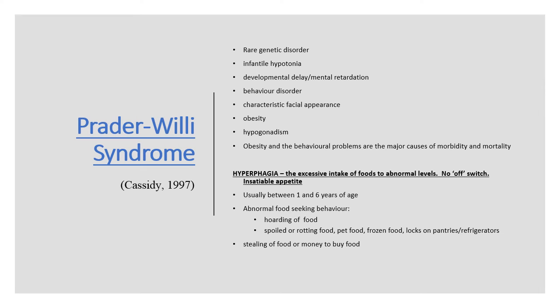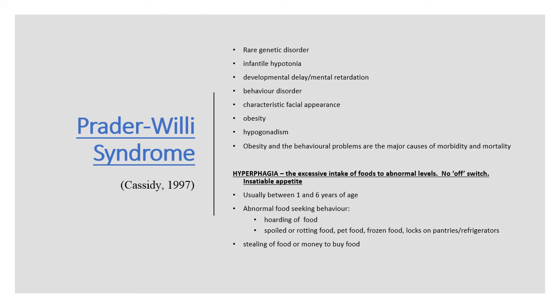Prader-Willi syndrome is perhaps one of the best known syndromes connected with excessive ghrelin secretion. It's a rare genetic disorder that appears from birth. It begins with infantile hypotonia and developmental delay and can lead to mental retardation and behavioral disorders. It tends to lead to a high level of obesity and presents itself between 1 to 6 years of age.